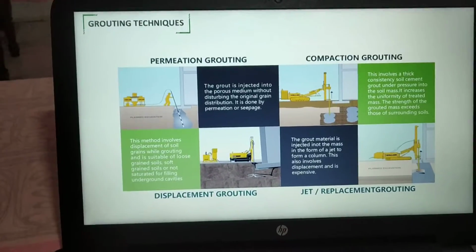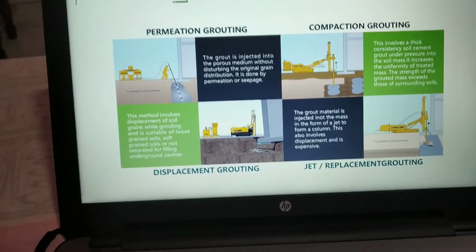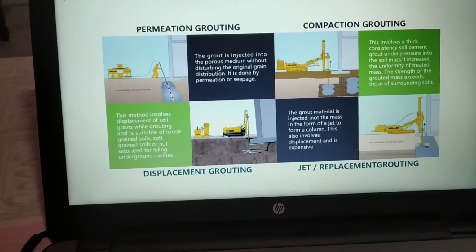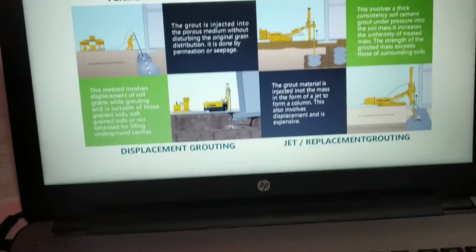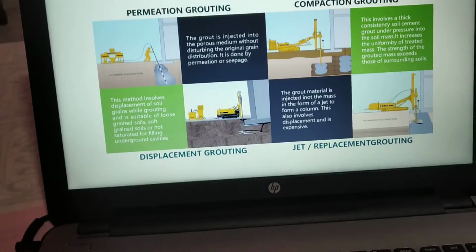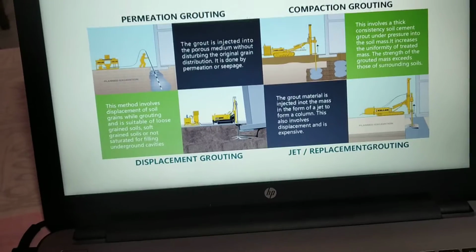Now there are various grouting techniques which are classified on the basis of the pressure that is being applied and on the area at which they can be applied. These include permeation grouting, displacement grouting, compaction grouting, and jet or replacement grouting.